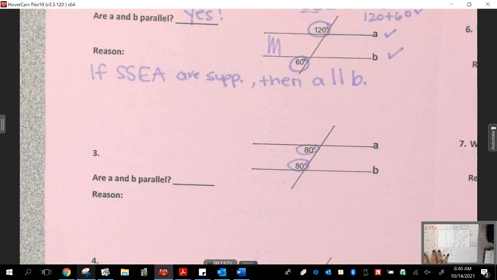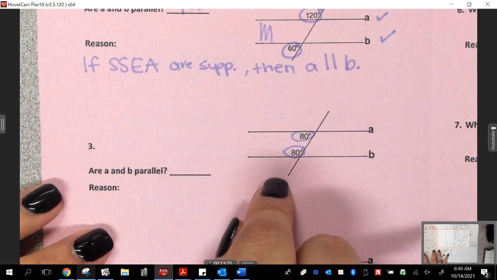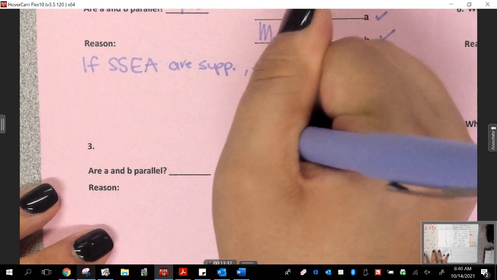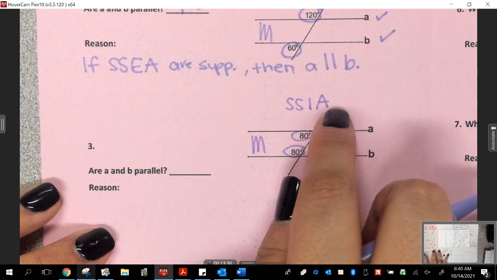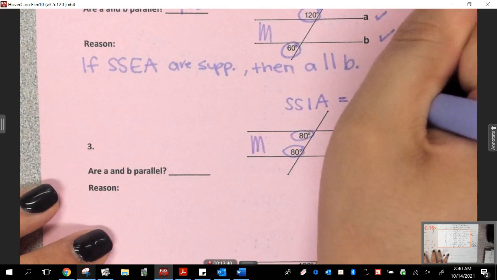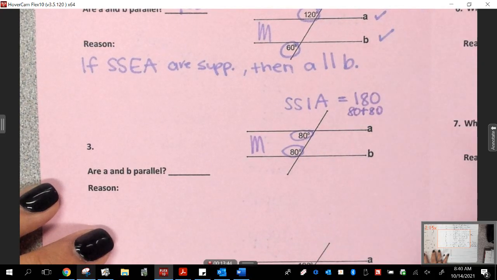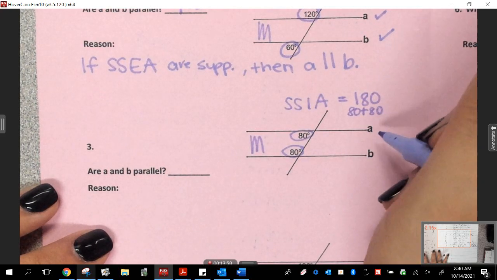Number 3. Listen, please. What's the vocabulary word? SSIA. They are in between my two lines. SSIA, is that congruent or supplementary? So they should equal 180. Well, what is 80 plus 80? Does that equal 180? 80 plus 80?